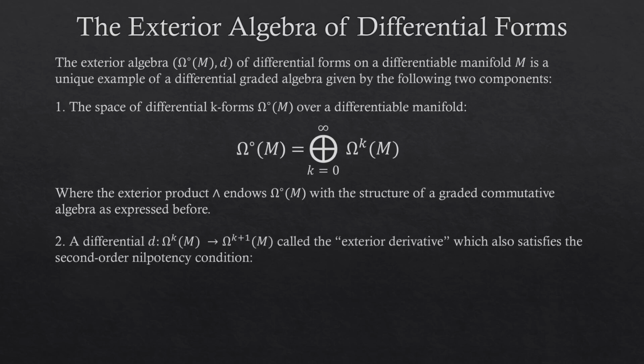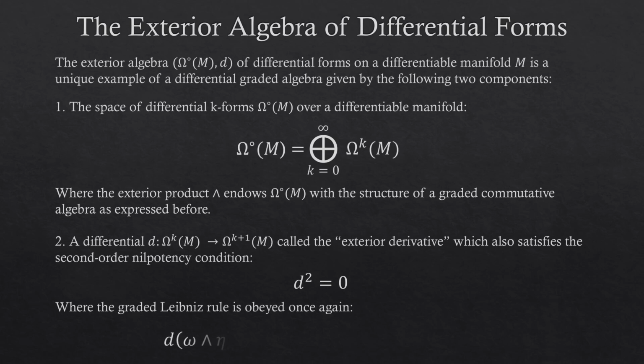But a differential d that maps the differential k-forms to the differential k plus 1 forms on the manifold is called the exterior derivative, and this also satisfies the second order nilpotency condition, such that the exterior derivative of the exterior derivative is equal to 0. And the graded Leibniz rule is obeyed once again, although in terms of the exterior product. So if we have the exterior derivative of the exterior product between omega and eta, this is equal to the exterior derivative of omega, wedge eta, plus -1 to the degree of the differential k-form omega times omega wedge the exterior derivative of eta.